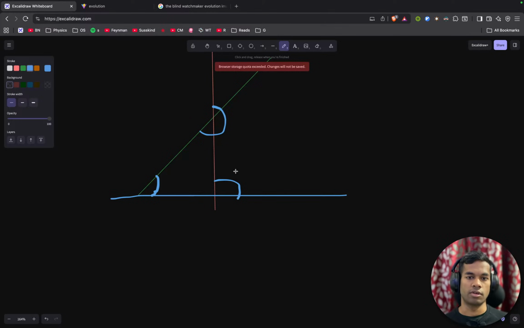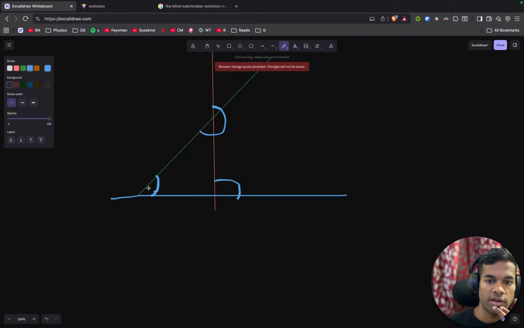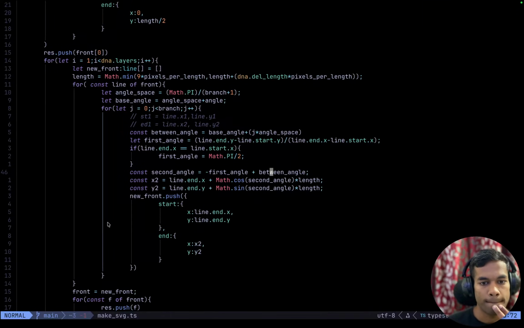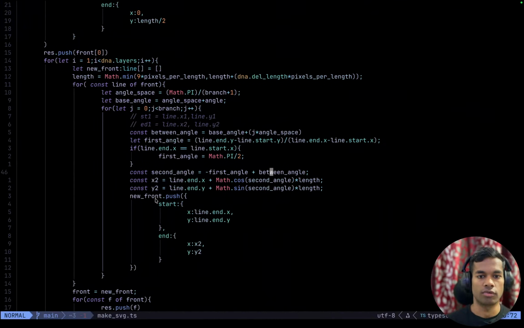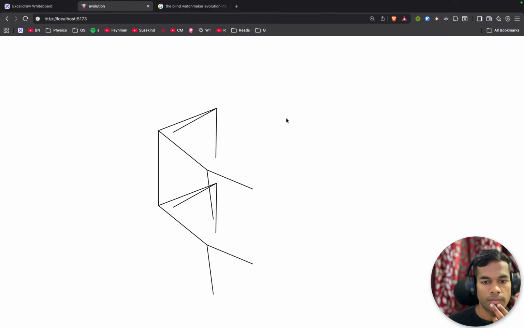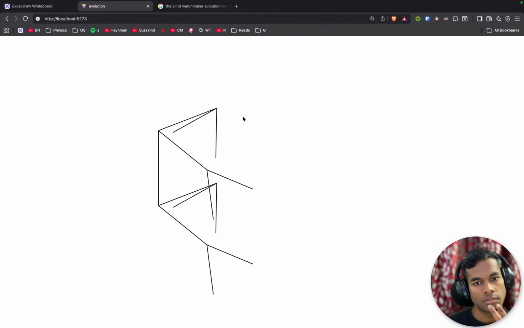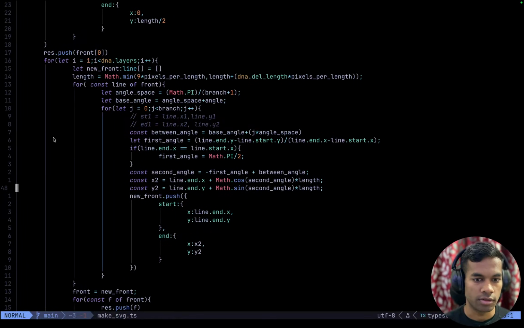Because yes, slope of this thing plus slope of this thing equals relative slope of this. Okay, I think this should work. This should work. No, it does not work. No, this is not symmetric. Nope, this is not good. Nope, this is not good.